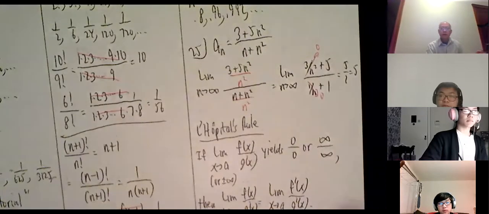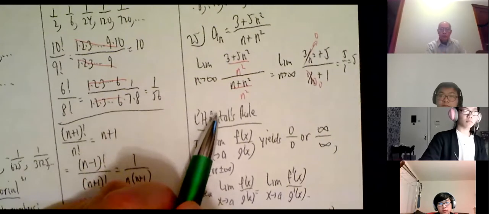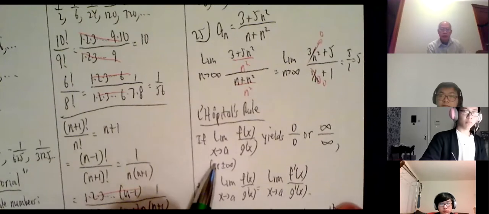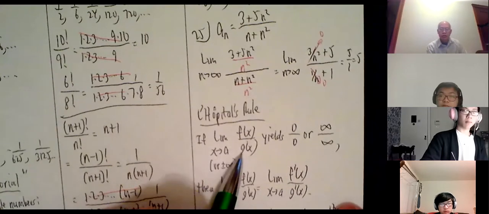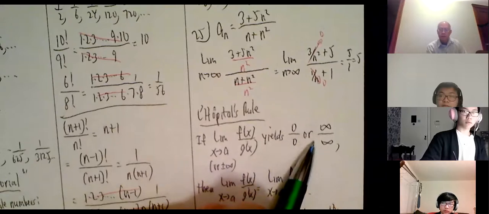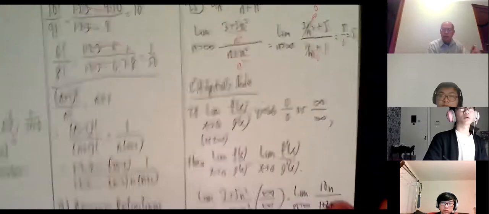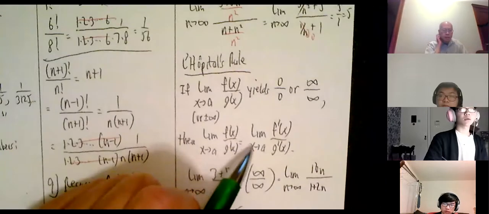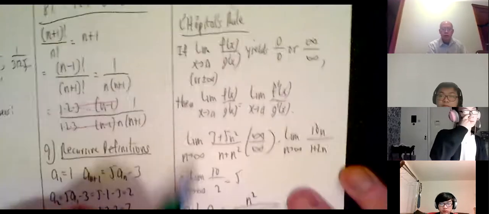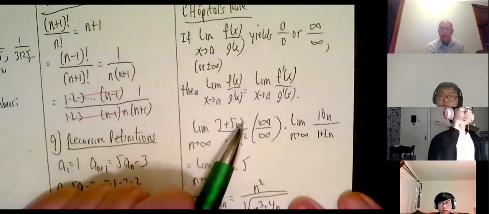Still another way you can do this is L'Hopital's rule. Did you have L'Hopital's rule in Calc 1? So if the limit as x approaches a, or plus or minus infinity, of f of x over g of x yields 0 over 0 or infinity over infinity, then the limit as x approaches a of f of x over g of x is equal to the limit as x approaches a of f prime of x over g prime of x. So in other words, over here, this is type infinity over infinity.